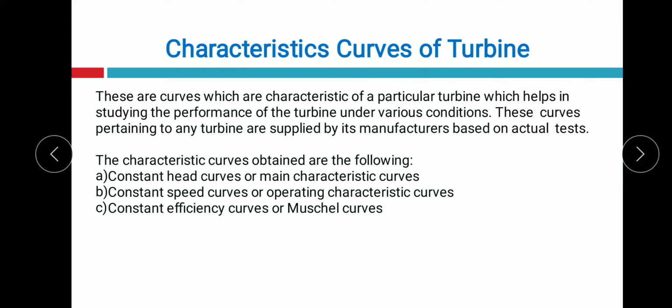That curve represents the operating characteristic curves. That is, we are maintaining a constant speed. Under constant speed, how the head is varying and how the efficiency is varying, like that we have to discuss. On the constant efficiency curve, under constant efficiency, how the specific speed, unit power, unit discharge and unit head are varying. We have to discuss those three.